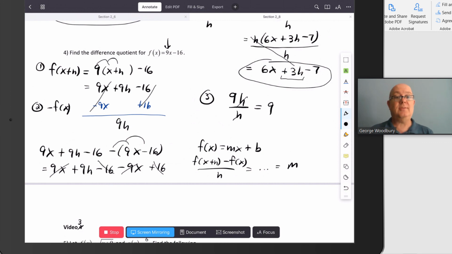All right, that's it for the difference quotient. In the last video for this section, we're going to take a look at composition of functions, which basically means that we're going to substitute one function into another function.